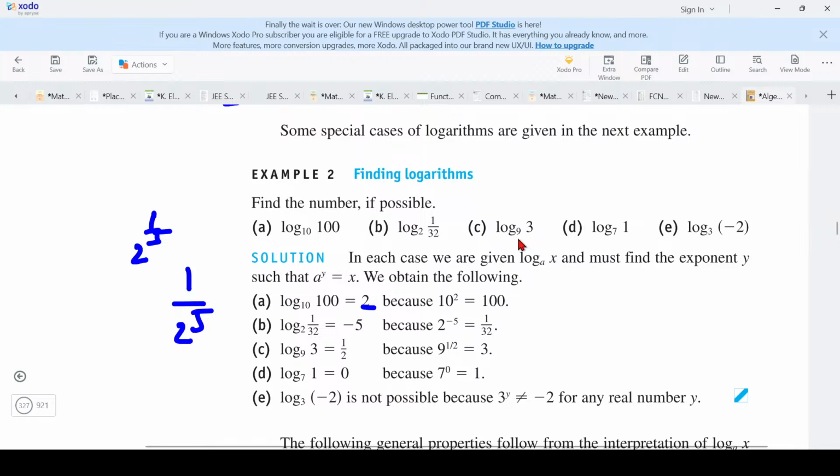Sir, the answer is minus 2. 9 power half, right? Or 9 power minus 2? Very good. What about this one? Sir, it's 0. Very good. 7 power 0 is 1. What about this one?